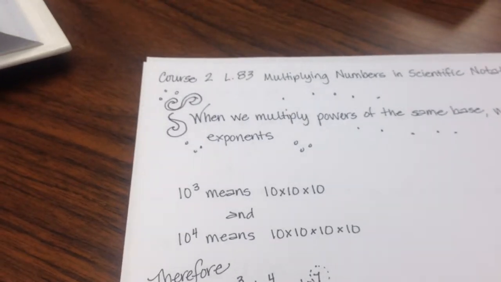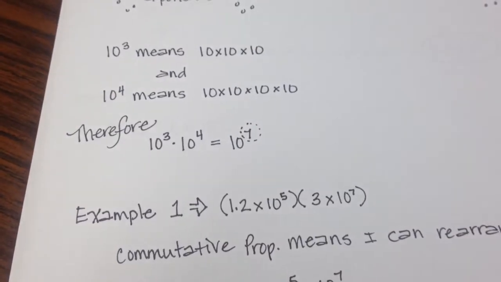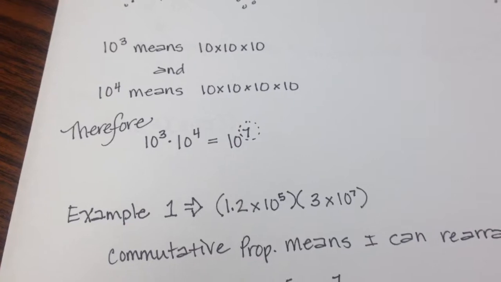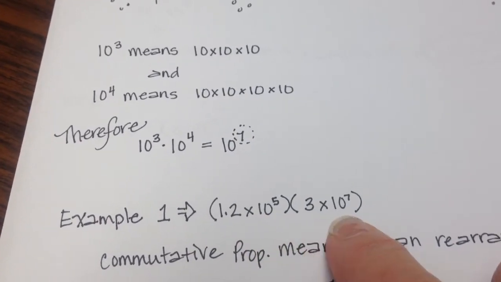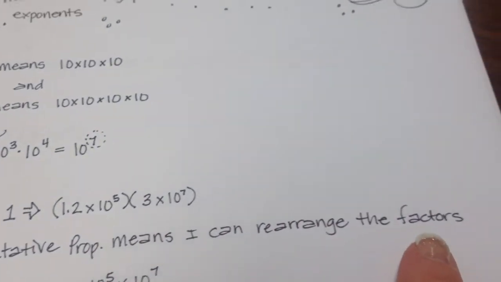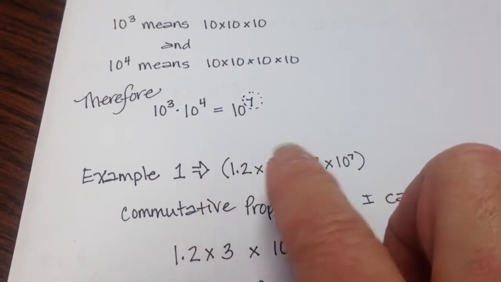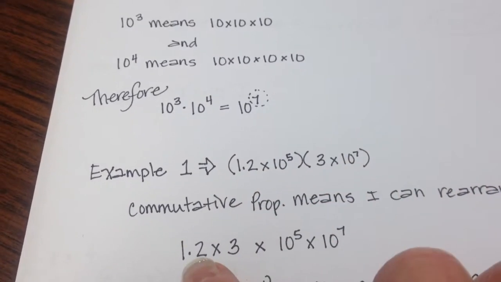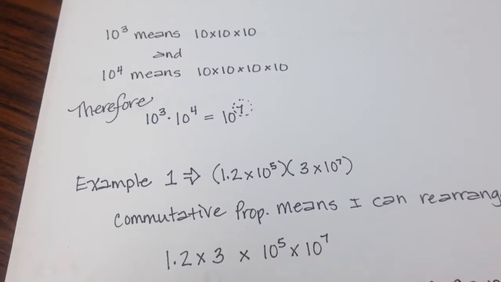All right? Now, here's an example of the kinds of problems that you are going to get. So we have 1.2 times 10 to the fifth times 3 times 10 to the seventh. Now, the commutative property means I can rearrange the factors. So I'm going to put my numbers without the exponents together, and then my numbers with the exponents. So I have 1.2 times 3 times 10 to the fifth times 10 to the seventh.